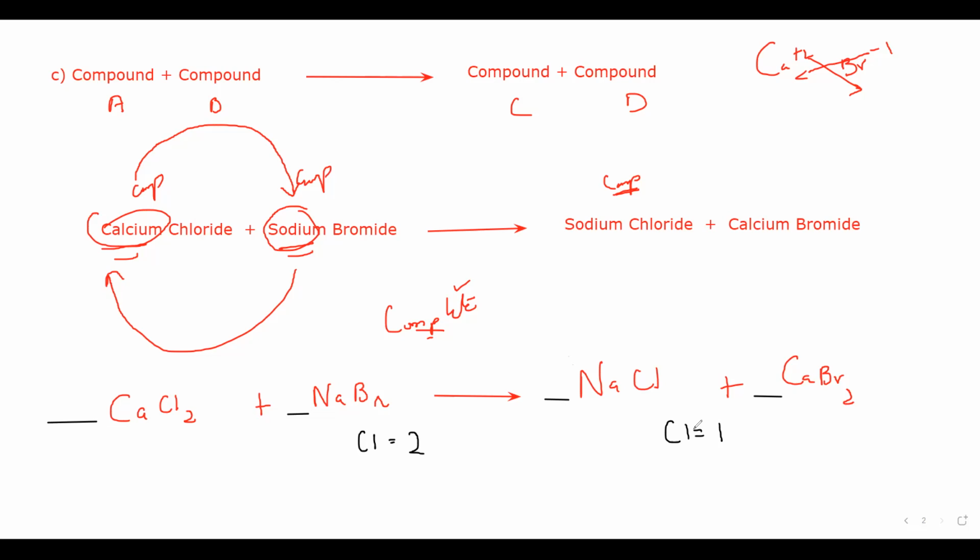I have one chlorine on the right hand side and 2 chlorine on the left hand side. So to balance it, which number should I write? I should put 2. So when I put 2, now the chlorine is balanced. Is it clear? That is the first part, the balancing of chlorine.